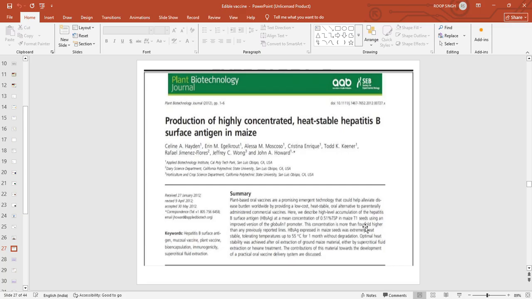So this is another work, actually producing highly concentrated, heat-stable hepatitis B surface antigen in maize. This is one work actually published in 2012. This is for developing an edible vaccine for hepatitis B.